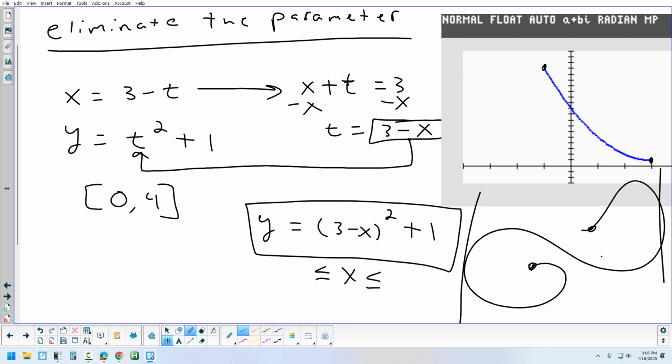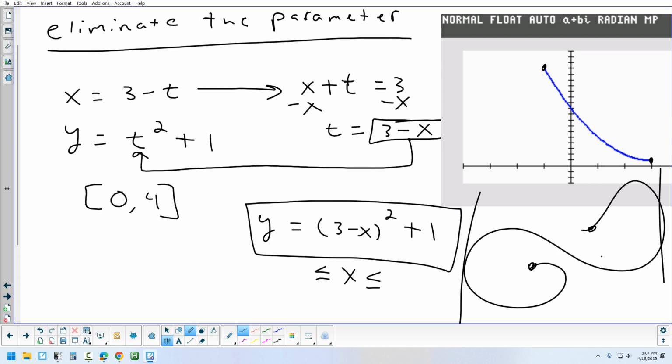Not 3. Anybody have an idea what number? This number controls the start point of the graph. It doesn't have anything to do with the work we've done so far. It has to do with what they gave us originally. Yeah, 0? You're going to plug in 0 to figure out the x value of your start point.